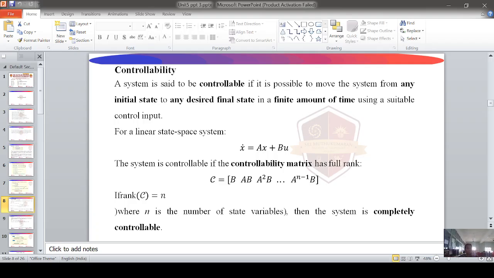Then controllability. A system is said to be controllable if it is possible to move the system from any initial state to any desired final state in a finite amount of time using a suitable control input. For a linear state space system, x dot is equal to Ax plus Bu. The system is controllable if the controllability matrix has full rank. So we have to find the controllability matrix Qc, which is equal to B, AB, A square B, till A power n minus 1 into B. Then we have to find the rank of the matrix. Here n is the number of state variables, and the system is completely controllable when the rank equals n.